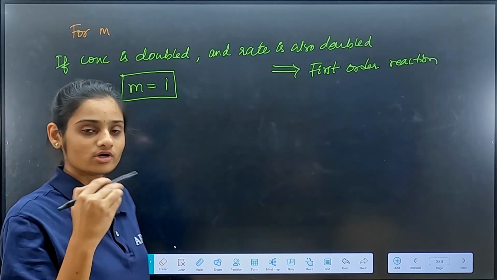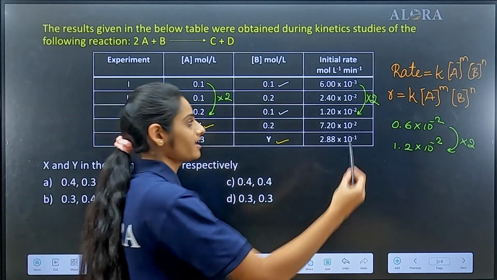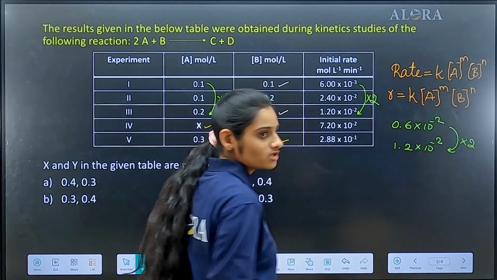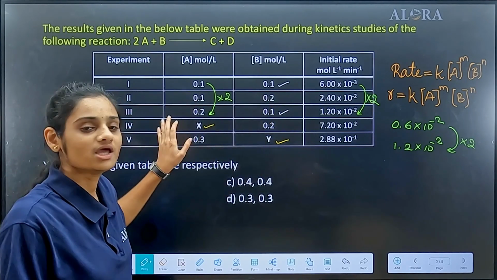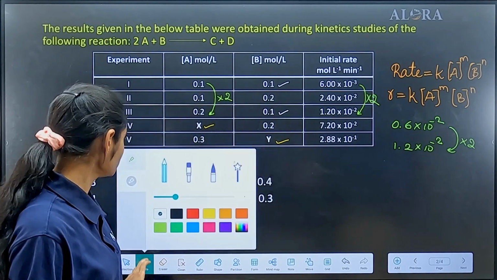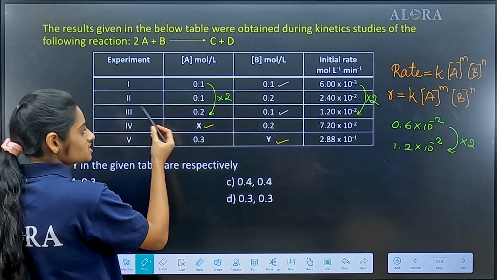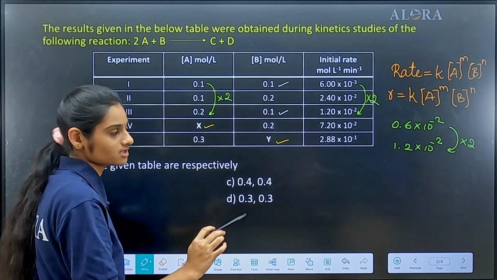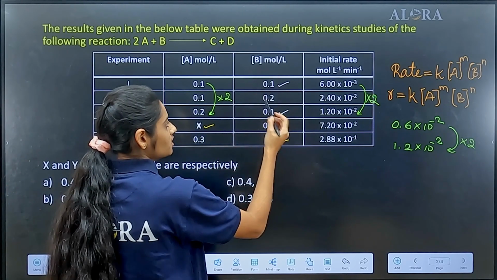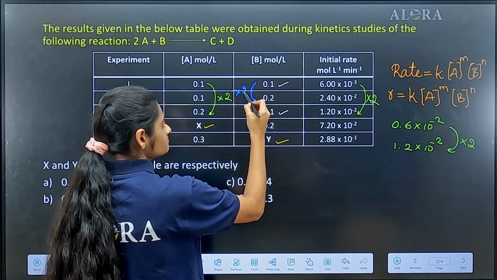So now we found out the order of M. Next, let us find out N. So with respect to the concentration of B, now, to find B, we have to keep A constant here. So let us see where A is constant. Here in the first and second experiments, A is 0.1 and 0.1. So here A is constant. So accordingly, in B from 1 to 2, here also the rate is doubled.